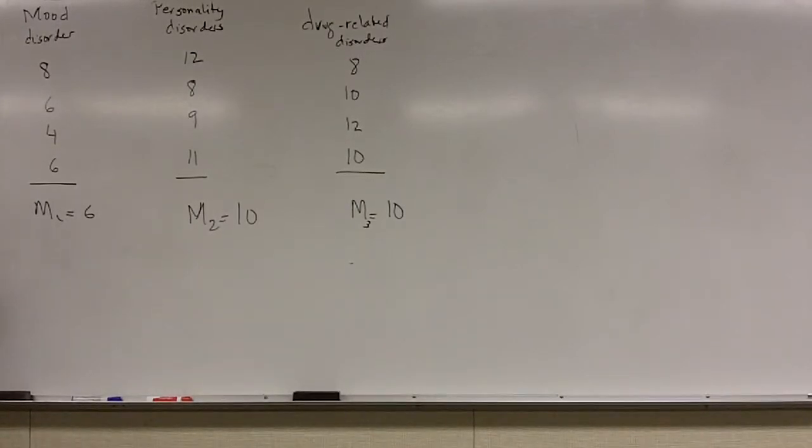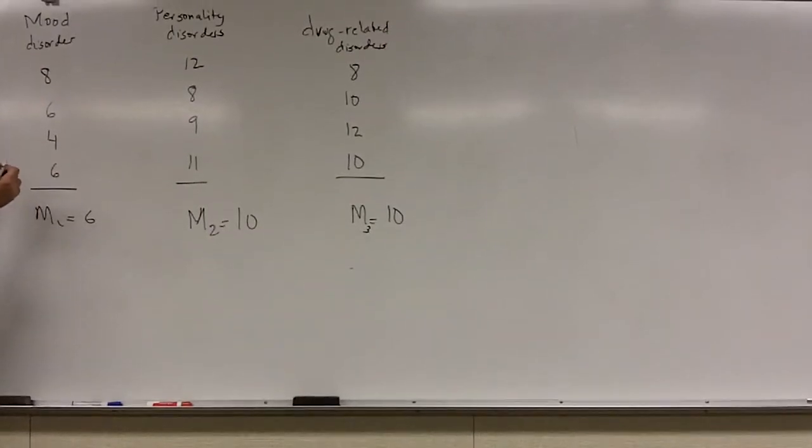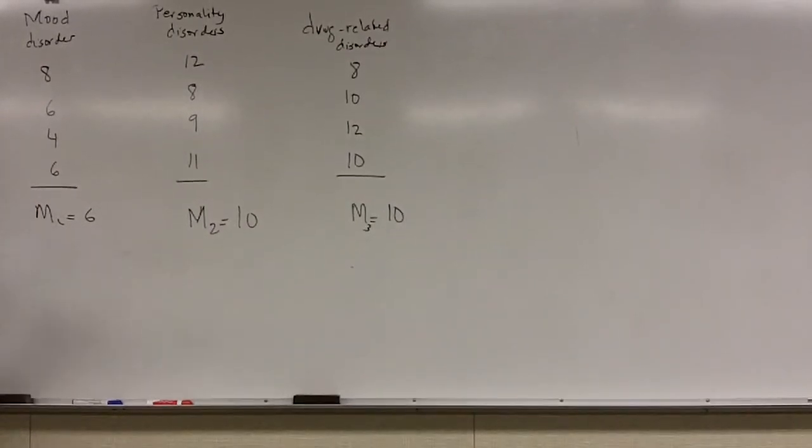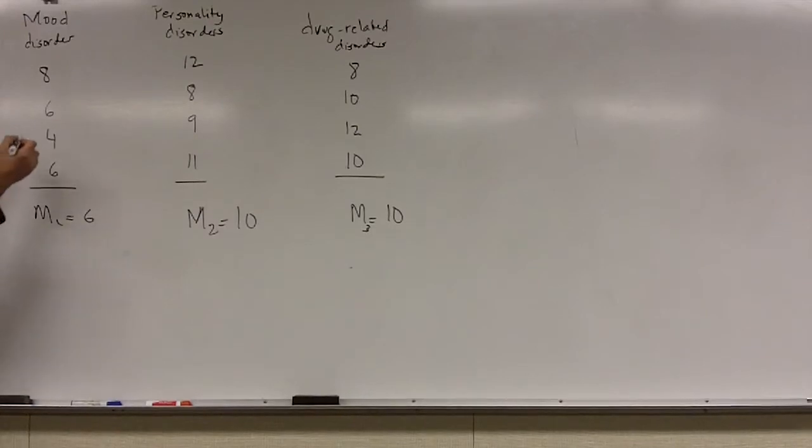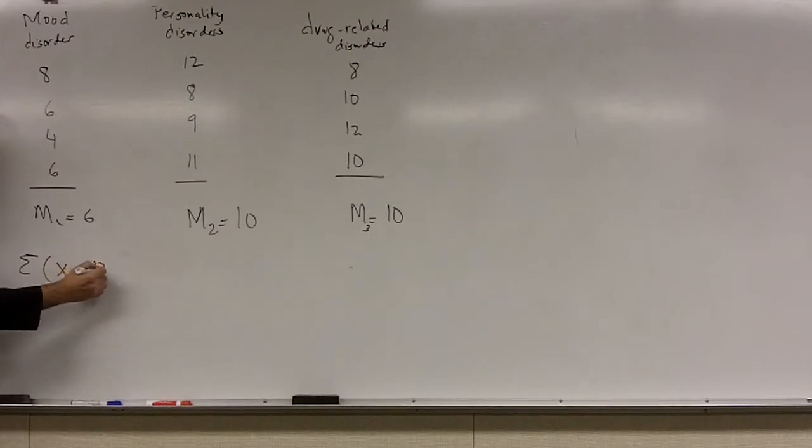Let's calculate the variance of each of these groups as if we were calculating s squared pooled. How did we calculate s squared pooled? So go ahead and you do it. Basically, you simply calculate the sum of squared deviations, x minus m squared, and divide by degrees of freedom, right?